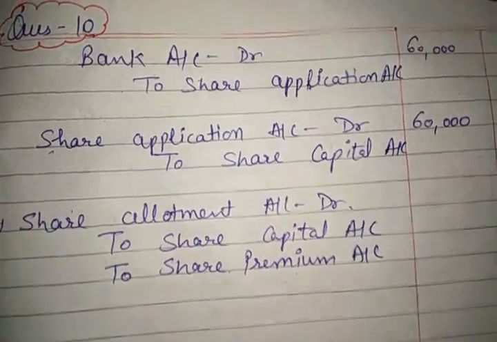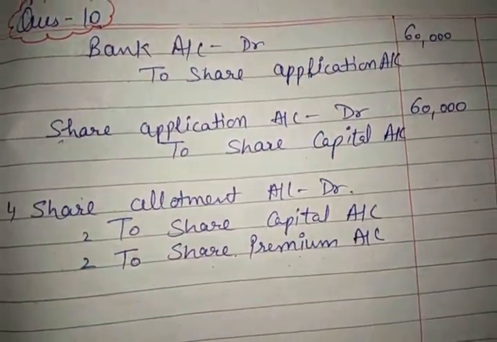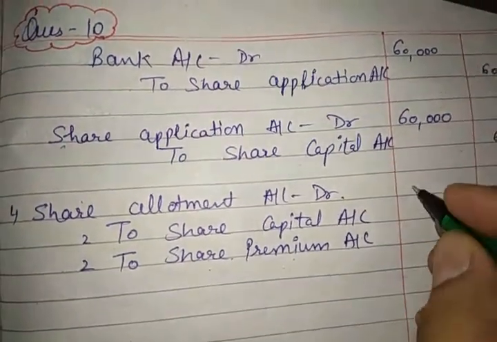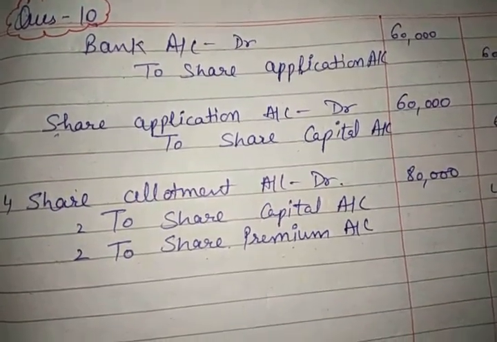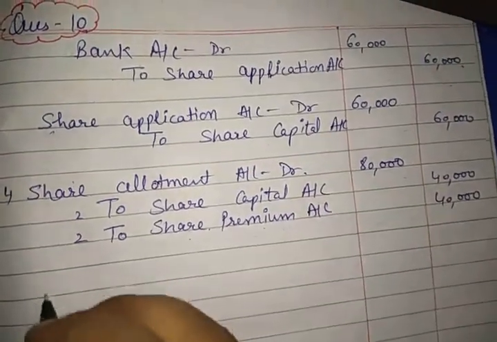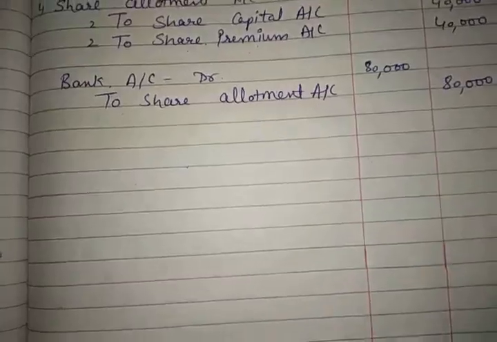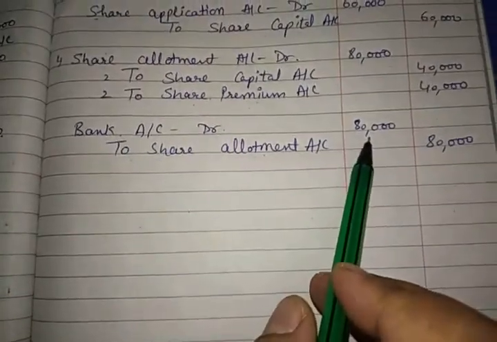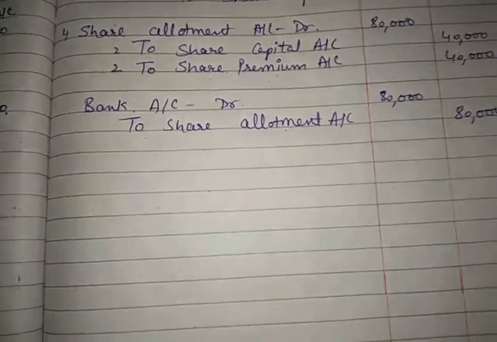Now how will you allocate the amount? The total allotment money was 4 rupees, out of which 2 is premium, which means 2 will be transferred to share capital. Now multiply it with the number of shares, that is 20,000. 80,000 will be the total for allotment, out of which 40,000 will be for capital and 40,000 will be for premium. Now we will receive this amount, and the receiving entry will be bank account debit to share allotment account. Here we have passed that entry, and the whole amount is received by us.